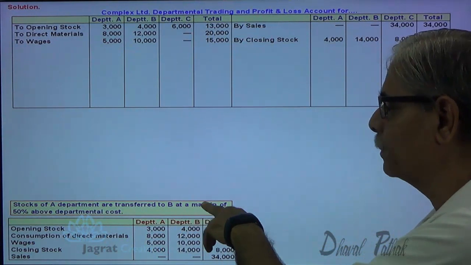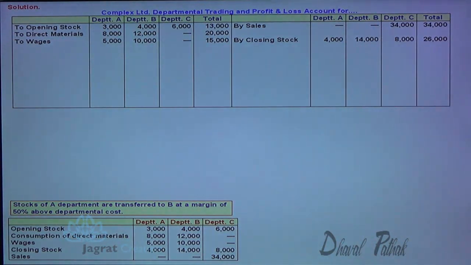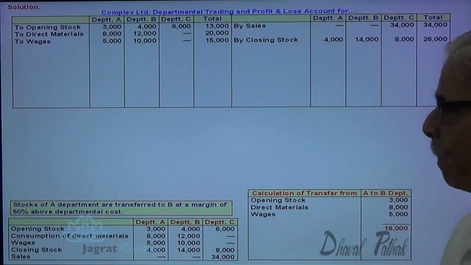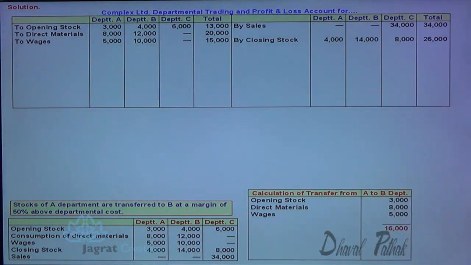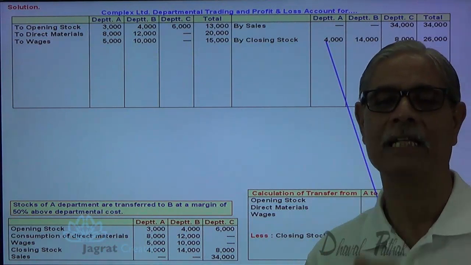Stock of department A is transferred to department B at a margin of 50% of the departmental cost. So let me prepare a working note to find out the transfer price. Calculation of transfer price from A to B. Opening stock plus materials consumed plus wages, total 16,000. Then 50% above the departmental cost. But before that, you are required to deduct the closing stock.